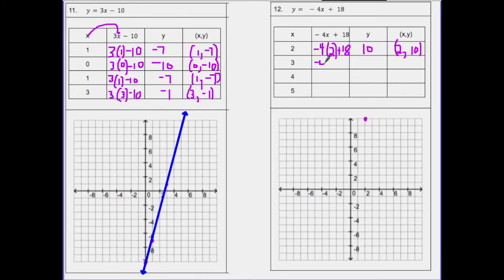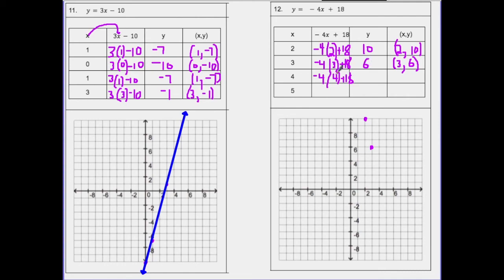Next one, use 3. So -4, parentheses 3, plus 18. Kind of hard to write here on the trackpad, but we can do it. When we do that, we get 6. So we get 3, 6. So I'm going to go over 3, up 6. Next one, we're going to use 4 in place of x, so -4. See how every time we have -4 and we have plus 18, what's changing is the x every time.